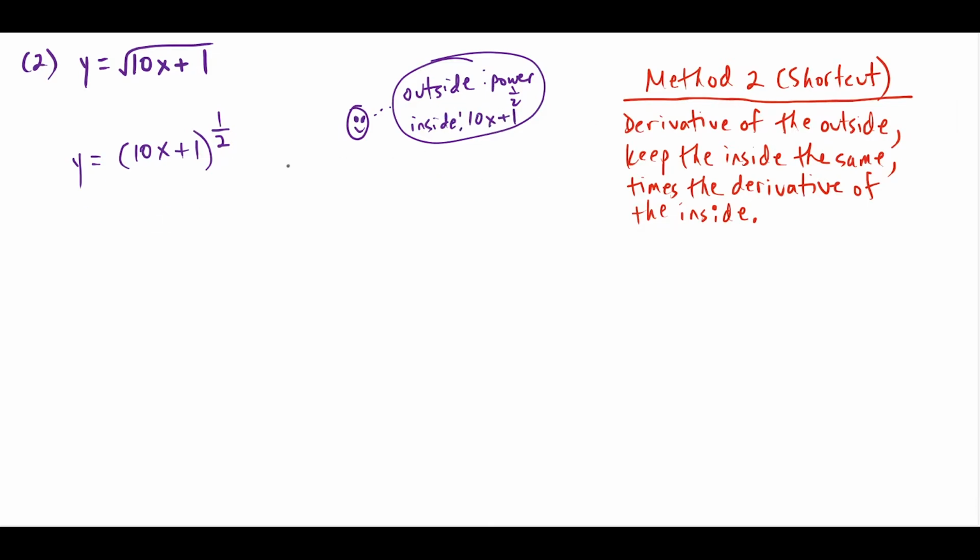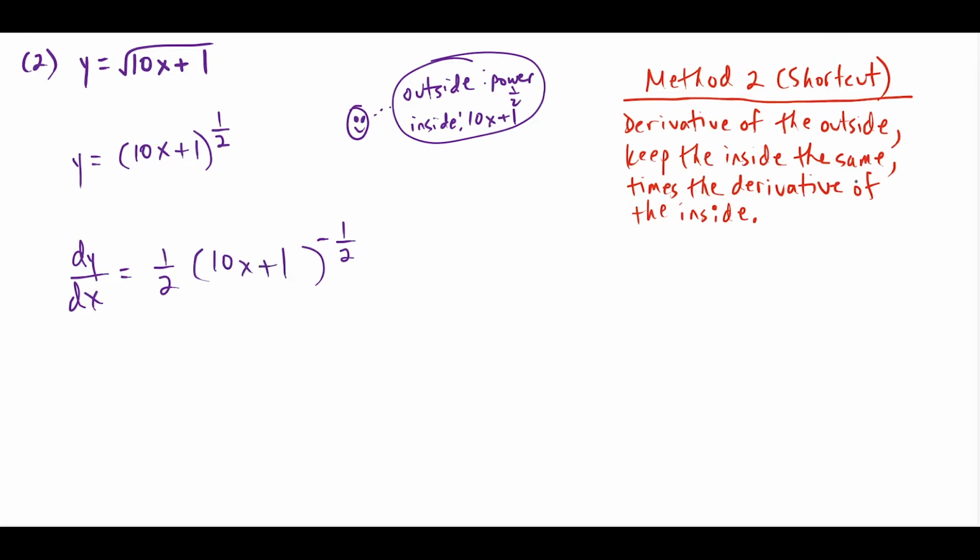So when I want to use this shortcut, when I say find the derivative of the outside, so this we're going to call dy/dx equals, the derivative of the outside, we're using the power rule because the outside function is the power 1/2. So I'd have 1/2. The base we'll talk about in a second, but then I subtract 1 from the exponent. But it's the derivative of the outside. We keep the inside the same. The inside is 10x plus 1. So we're keeping that the same.